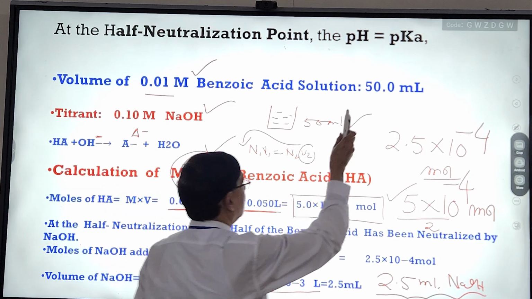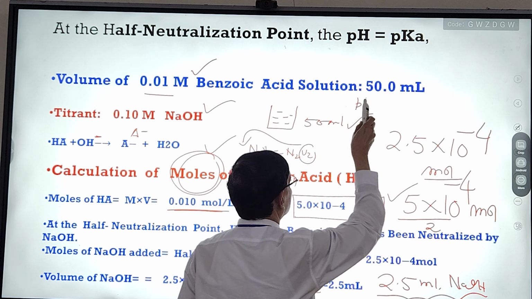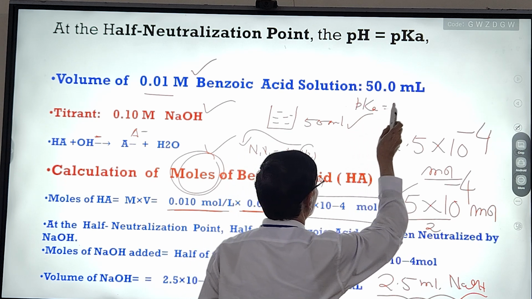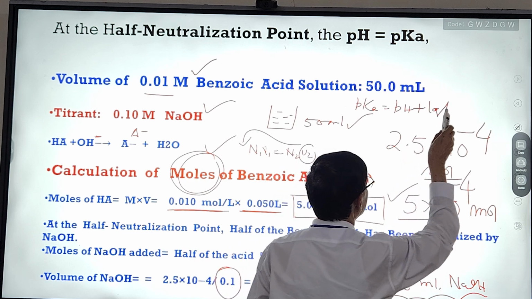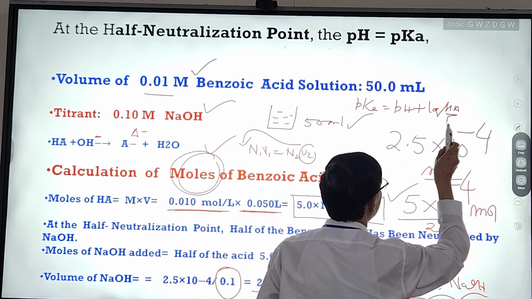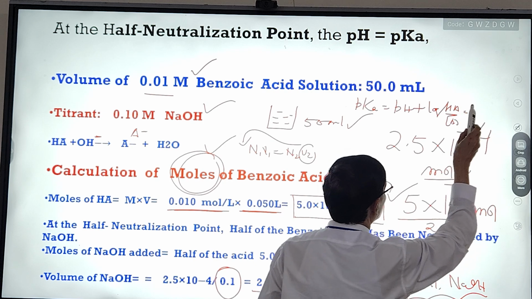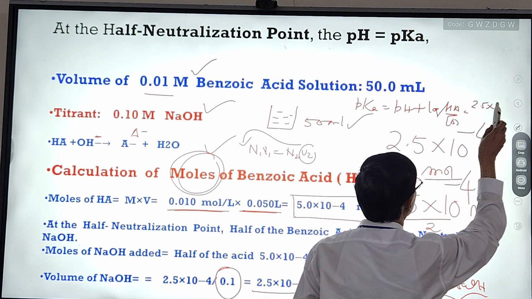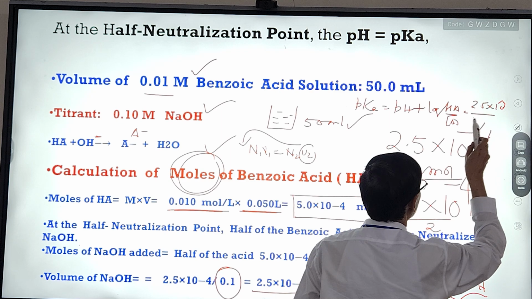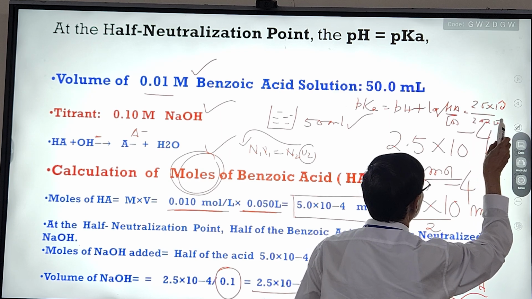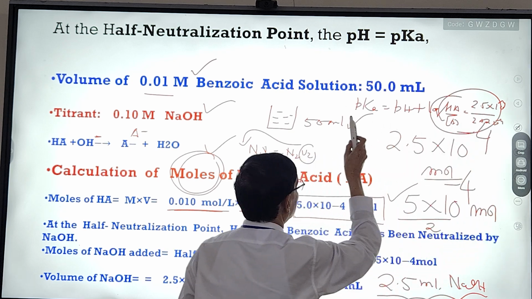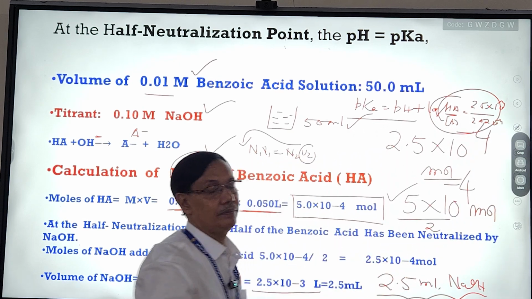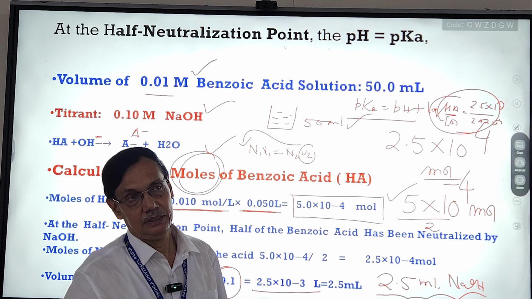So what is our equation? pK is equal to pH plus log HA over A negative. So that is 2.5 minus 4, so 0. So at pH equal to pK. So that is called the graphical method.